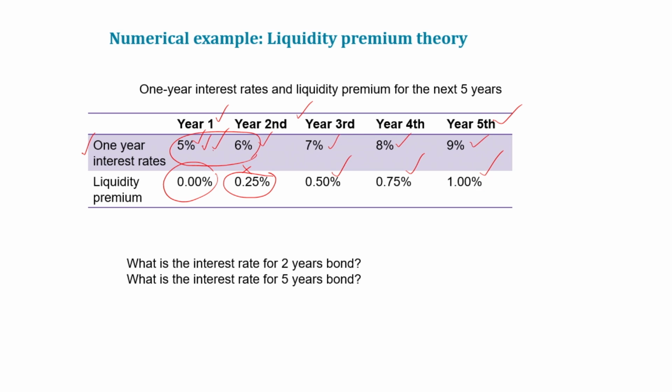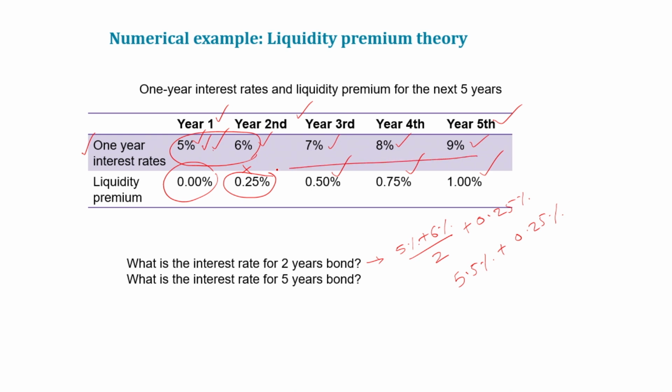So here, what is the interest rate for a 2-year bond? To answer this one, you first calculate the average, that is 5% plus 6% divided by 2, plus the liquidity premium here, which is 0.25%. So you can see that this is 5.5% plus 0.25%. Accordingly, you need to calculate what is the interest rate for a 5-year bond.